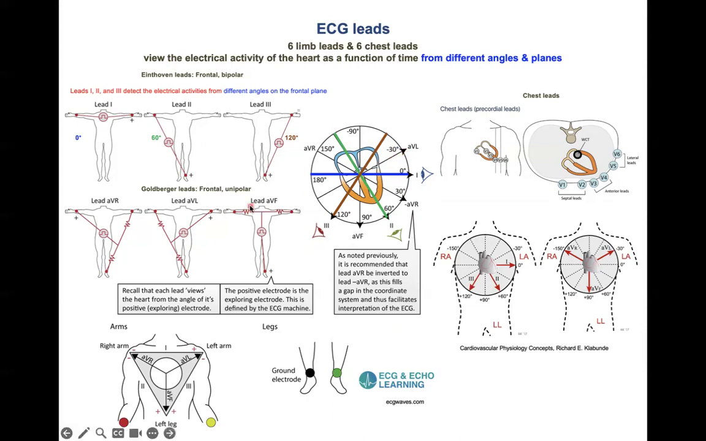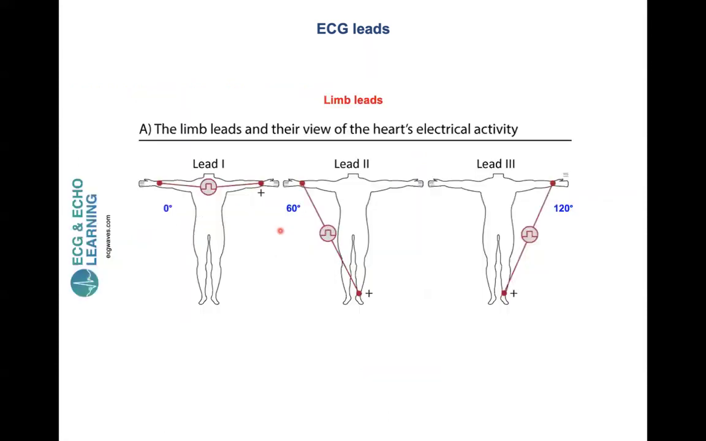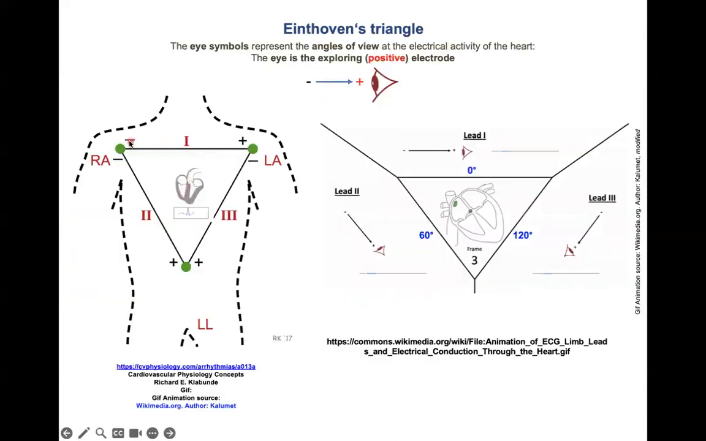And here I'm referring to the so-called Goldberger leads, AVR, AVL, and AVF. I'll discuss the details later. But before we discuss Goldberger's leads, let's discuss the details of Einthoven's leads, 1, 2, and 3. Lead 1, lead 2, and lead 3. If we put them together, we can create a so-called Einthoven's triangle. This is Einthoven's triangle, lead 1, lead 2, and lead 3.